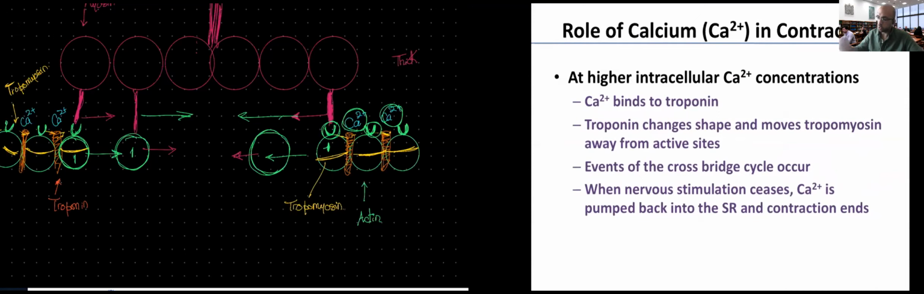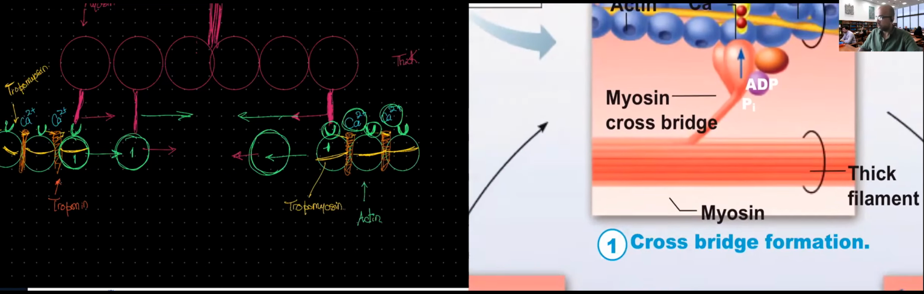Calcium binds to the troponin. The troponin changes its shape, moving the tropomyosin away from the binding sites on the actin subunits. And as I expose the binding sites on the actin subunits, the myosin heads will form cross bridges, binding, bending, detaching, and binding to the next one, forming what we call the cross bridge cycle. This is how the cross bridge cycle is going to look.